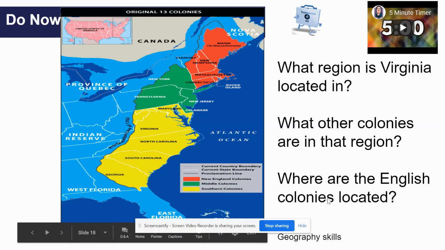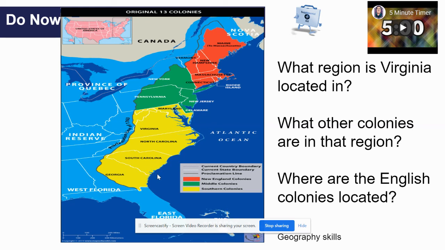And then where are the English colonies located? If these are the English colonies, then we know that this is the Atlantic Ocean and this is a coastline. So this would be considered the Atlantic coast, or we know that this is the east side. If this is north, south, east, and west, we know that this is the east side of North America. So that would make this the eastern coast of North America.